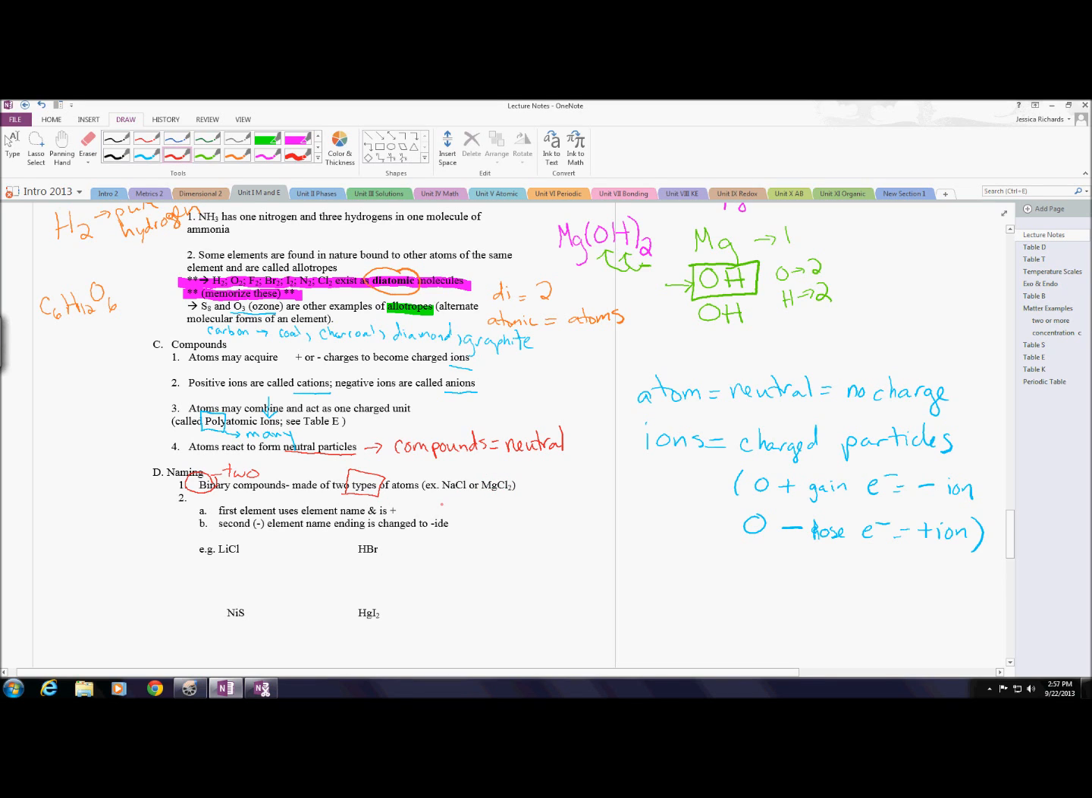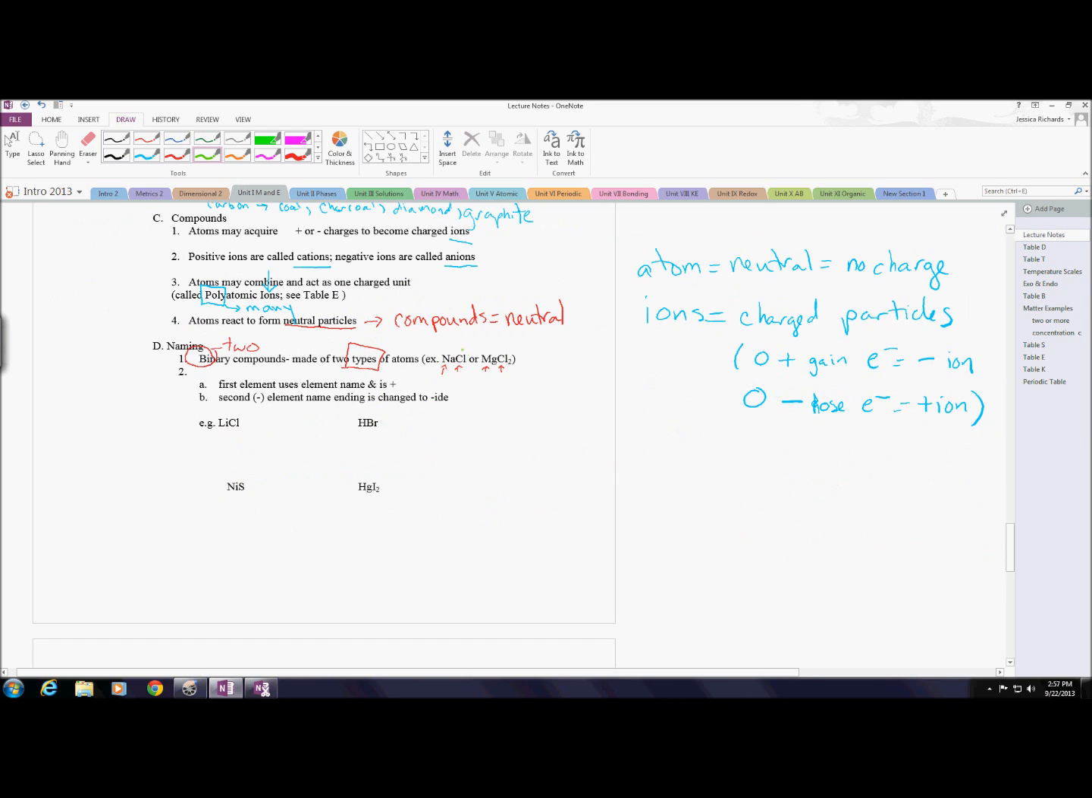The trick is to look for the number of capital letters. If there's 2 capital letters, it's a binary compound. 1 capital M, 1 capital C, 2 capital letters means 2 types of elements. It's a binary compound. The positive ion in a compound goes first. So if I were to split this binary compound in 2, I know that sodium has a positive charge and chlorine has a negative charge. If I split this compound in 2, magnesium has a positive charge and chlorine has a negative charge.